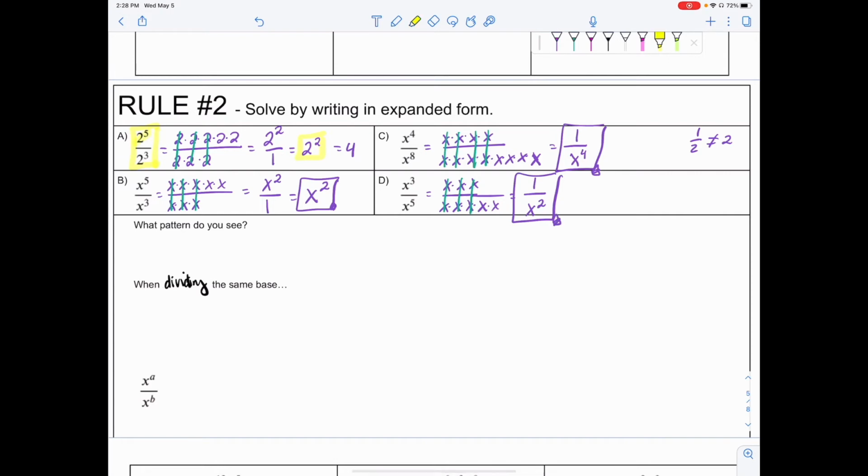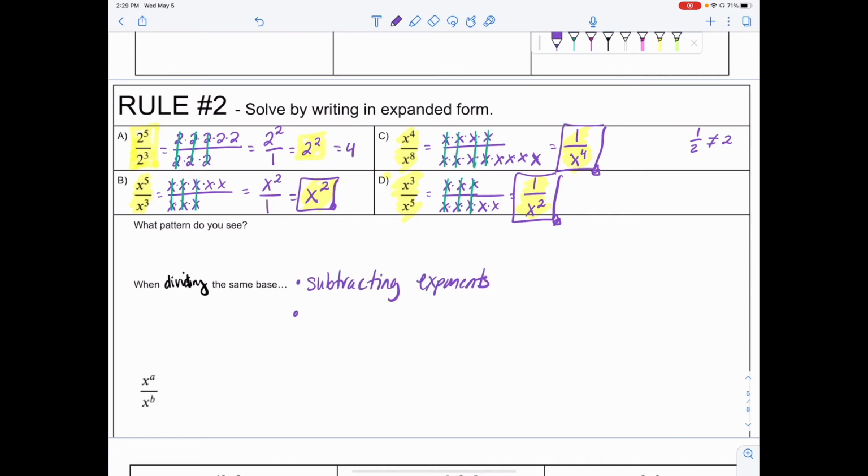So in class, we took a few minutes to consider the problem that we started with and what we ended up with. And we thought about what was happening with our exponents, what was happening to the bases. So you might want to pause and think about that for a minute, and then you can restart the video. So in class, we noticed that when we're dividing the same base, we are actually subtracting the exponents.